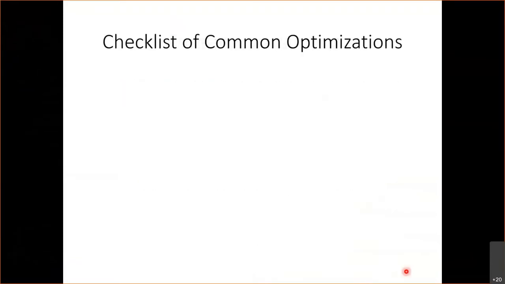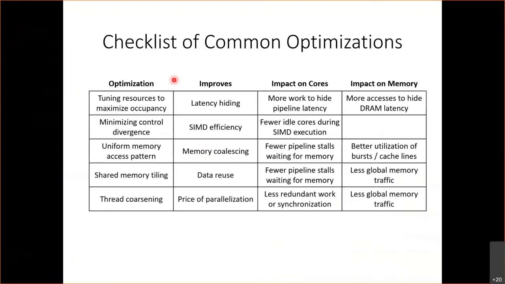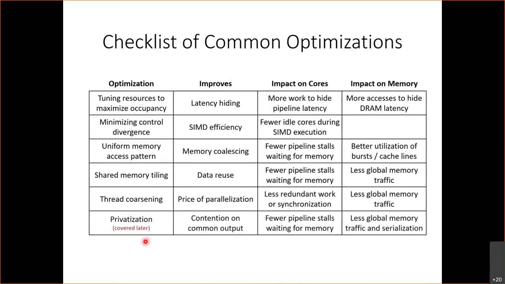All right, having covered that, this is a checklist of the optimizations we've looked at so far. Tuning resources to maximize occupancy, minimizing control divergence, having a uniform memory access pattern so that we have memory coalescing, shared memory tiling to capture data reuse, and thread coarsening to mitigate the price of parallelization. And this on the left here shows you the impact of each of these optimizations on the cores and on memory. There's one more optimization we didn't talk about yet, and we will talk about it in a few lectures from now, and that's privatization.